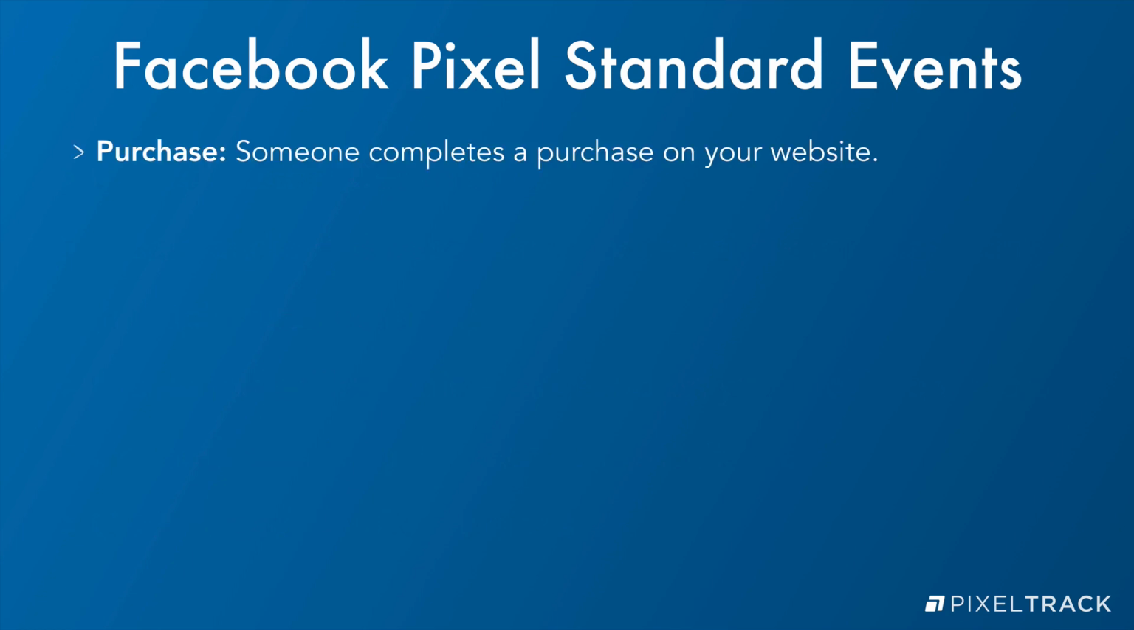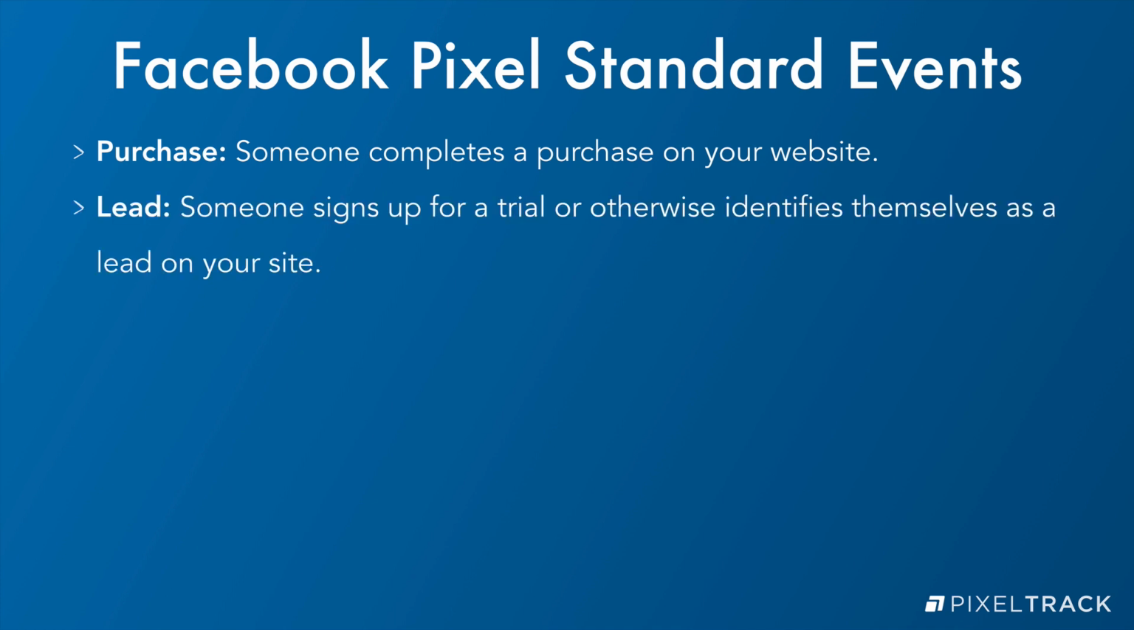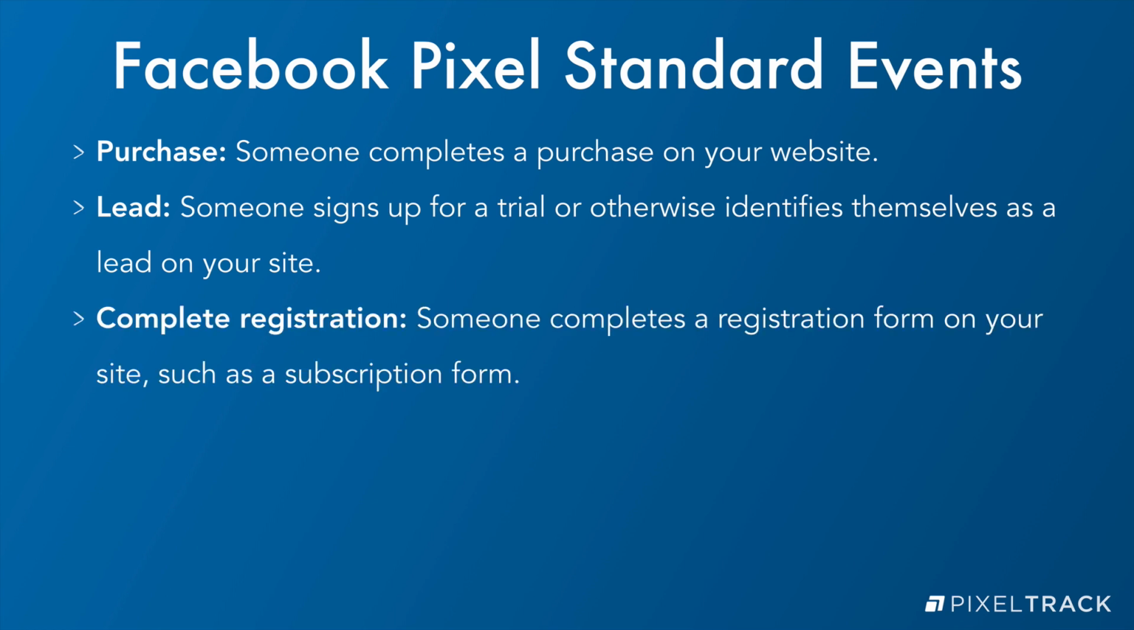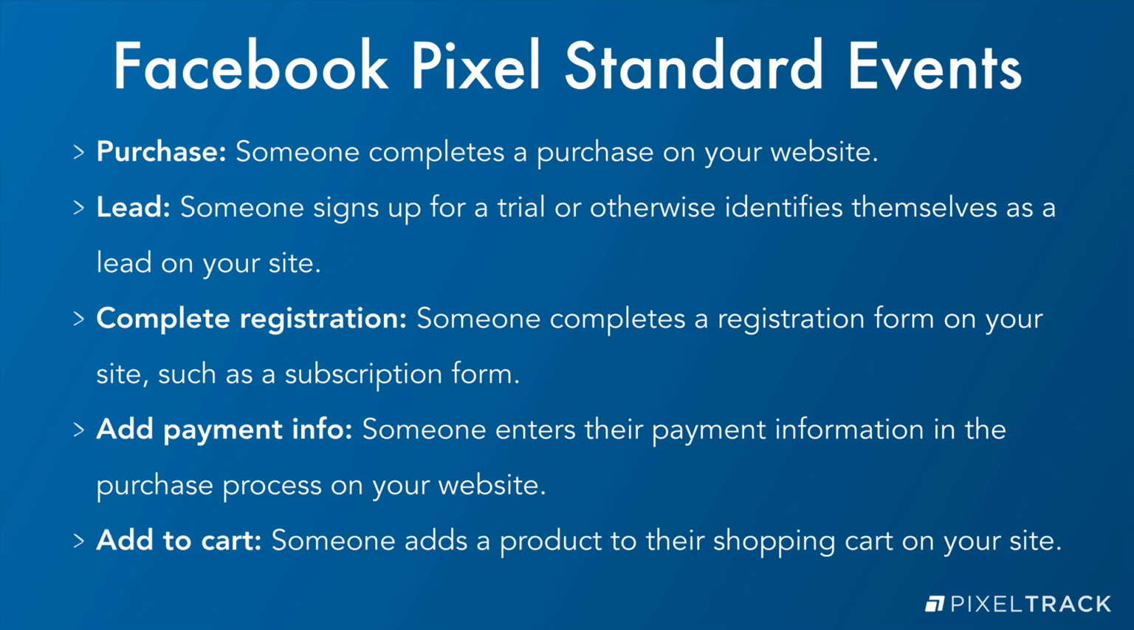So we have purchase, someone completes a purchase on your website. You have lead, someone signs up for a trial or otherwise identifies themselves as a lead on your site. Complete registration, add payment info, add to cart. All these are standard events, and if you just search for Facebook pixel standard events, you will be able to find all this. This is just for a little bit of clarity on the different kinds of events that happen on your site.